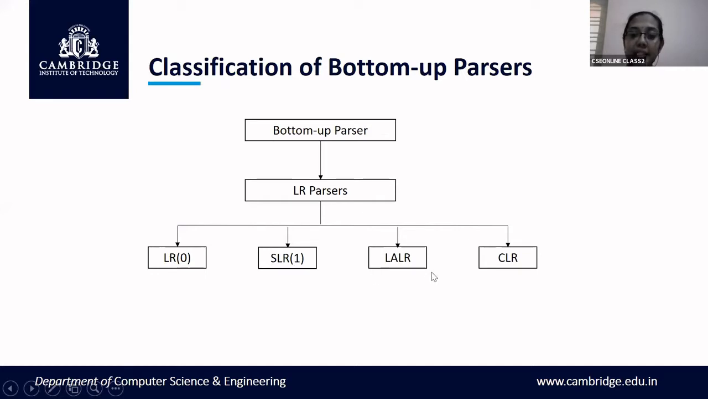Okay, LALR is look ahead LR parsers, and CLR is canonical LR parsers. So this is the hierarchy of your LR parsers or the bottom up parsers. Bottom up parsers are also called shift reduce parsers, and these parsers are categorized into 4 different types: LR(0), SLR, LALR, and CLR. We have only the LR(0) parser, and we are not going to study SLR(1), LALR, and CLR because these are all more complex and powerful parsers.